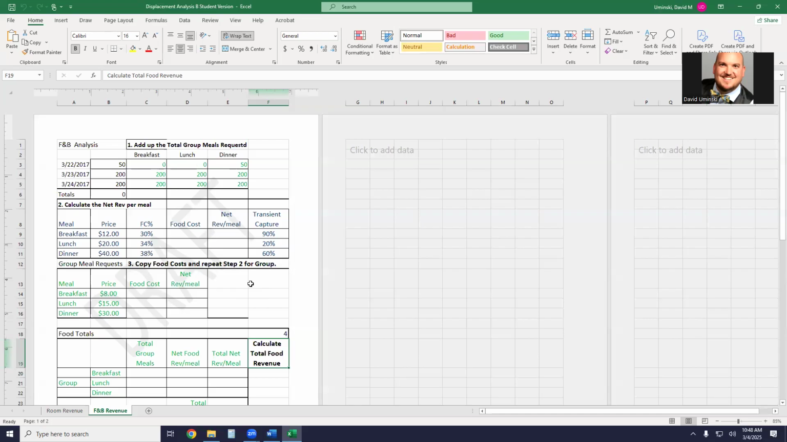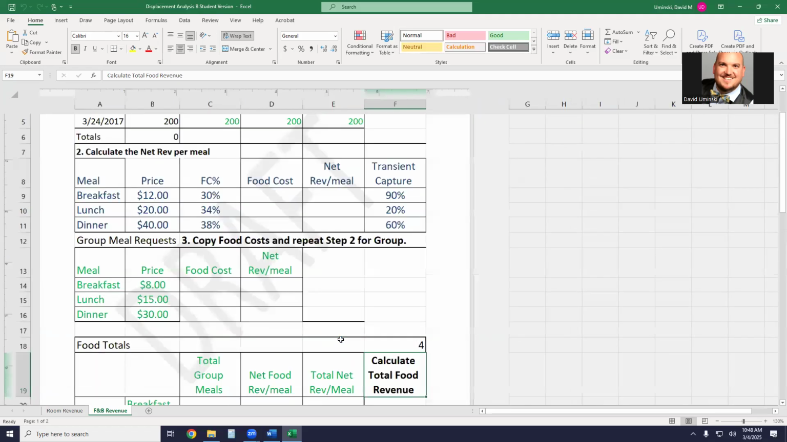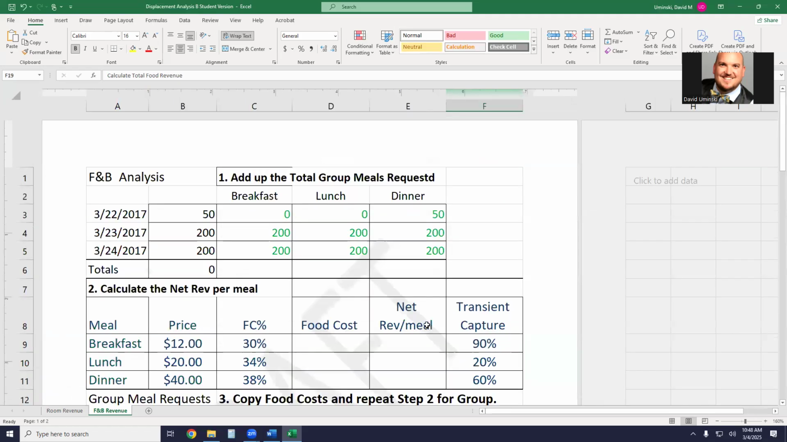So let's take a look at our food and beverage displacement. The first thing we want to look at is how many meals the group is going to be requesting by meal type.